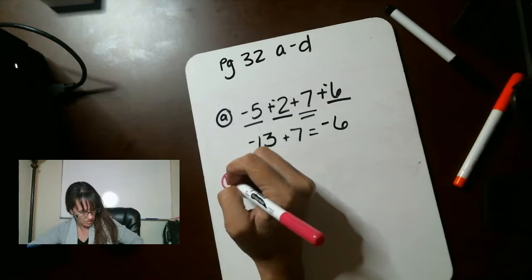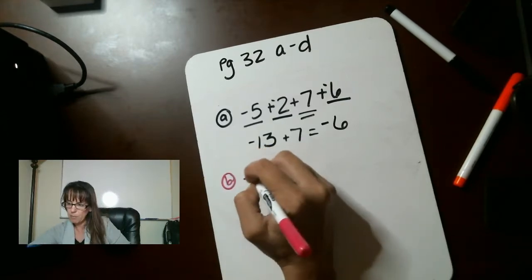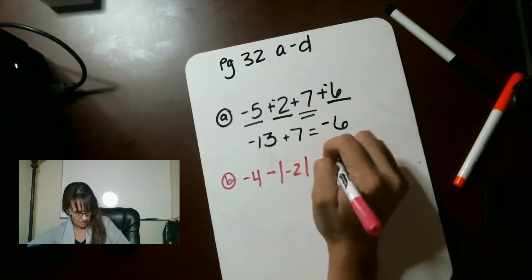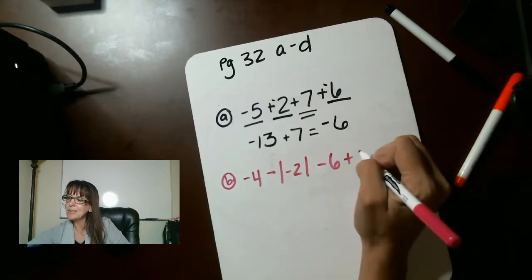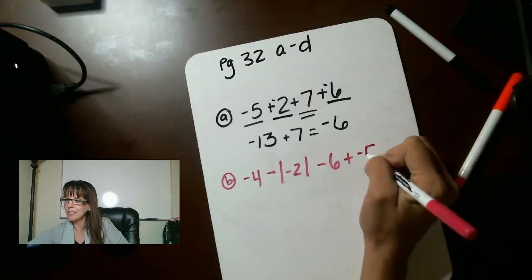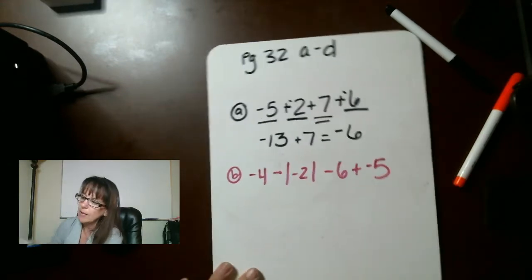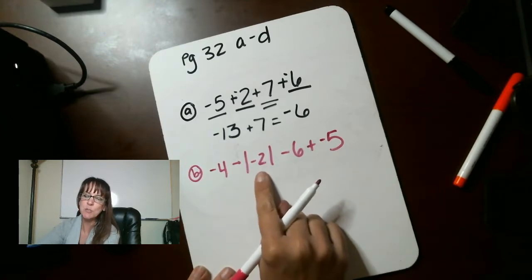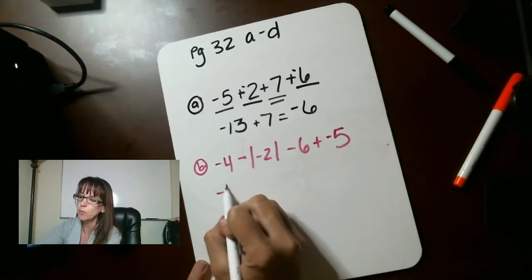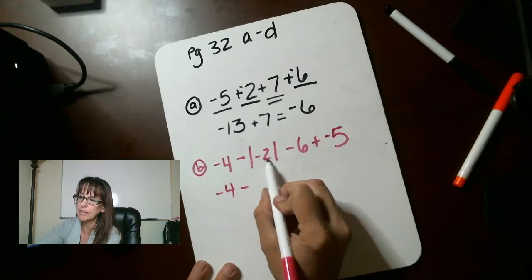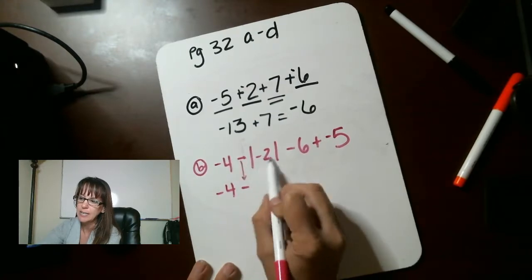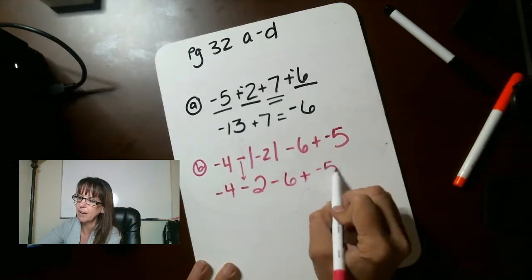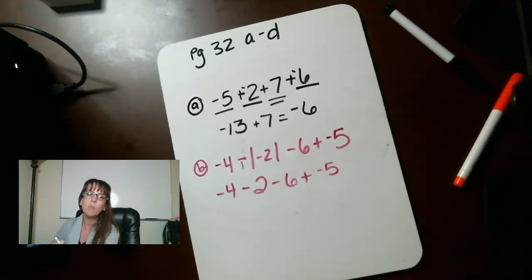All right, for B, we have -4 minus absolute value of 2 minus 6 plus, now it's in parentheses, -5, but again, I don't like to use parentheses. So, all right, first things first, we want to treat this guy like parentheses. That is the absolute value of -2, which is 2. So I'm going to rewrite this whole thing, and I'm going to bring, so this guy got carried down to here. This is 2 minus 6 plus -5. Okay, now we're in a position.